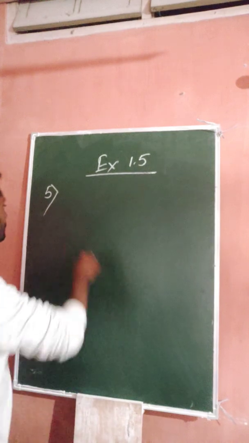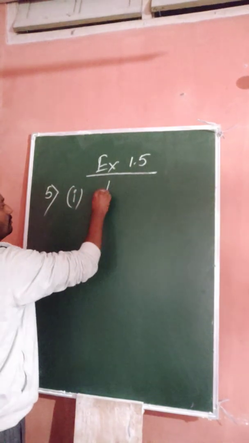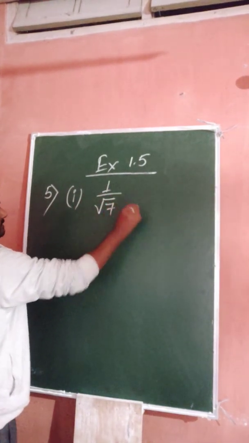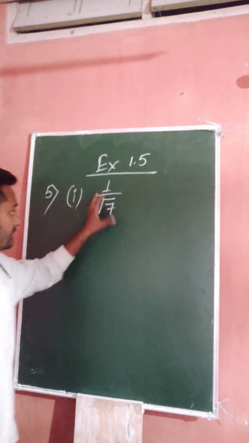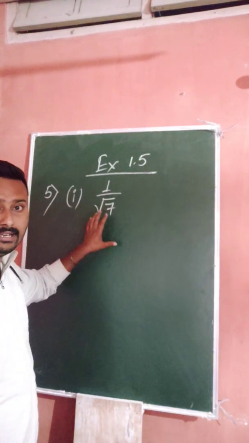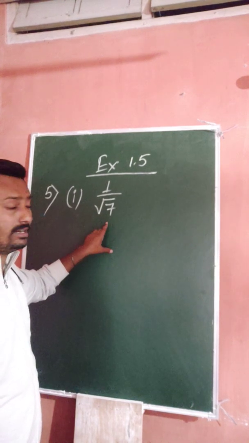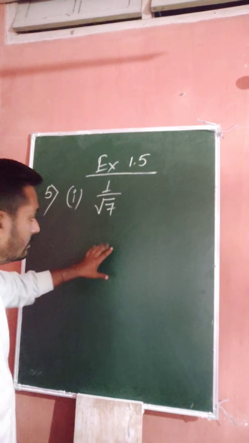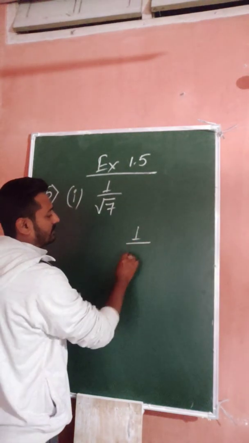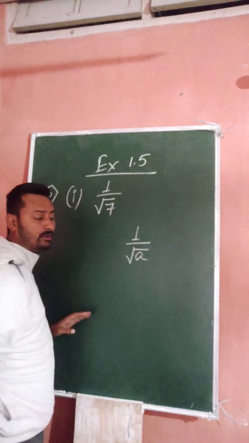So, the first one is given: 1 by root 7. So, that means in this fraction, the denominator is an irrational number. So, you have to do the rationalization. That means you have to convert the denominator into a rational number. So, this one is actually the pattern of 1 by root a.